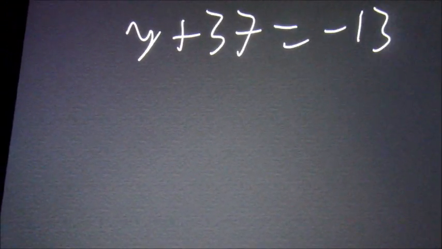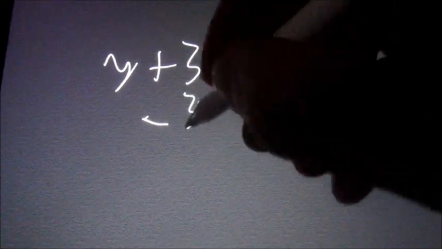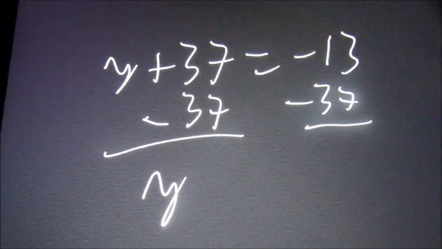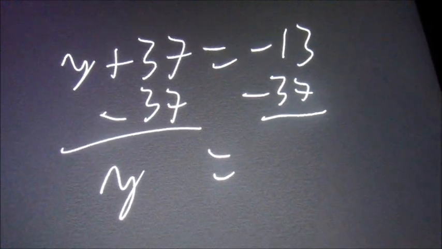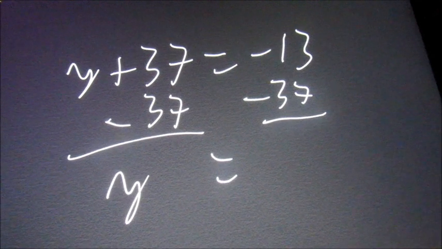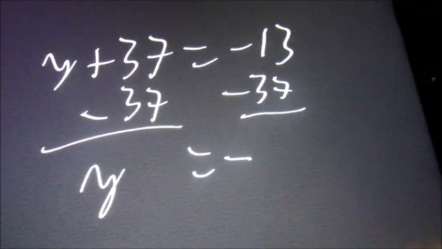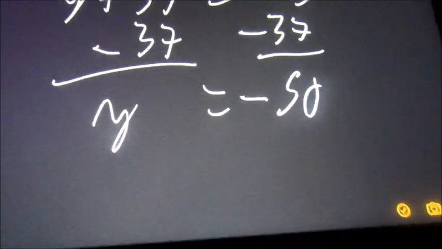Okay, the next one is, let's say we have y plus 37 equals negative 13. Since we have a plus 37, that means I need to subtract it from both sides. We already have our y separated, so minus 37 minus 37. We're left with y. 37 minus 37 is 0, equals, we have negative 13 minus 37, so that means we have two that are the same sign. They're both negative, so we're going to add the two numbers and keep the negative sign. 13 plus 37 is 50.